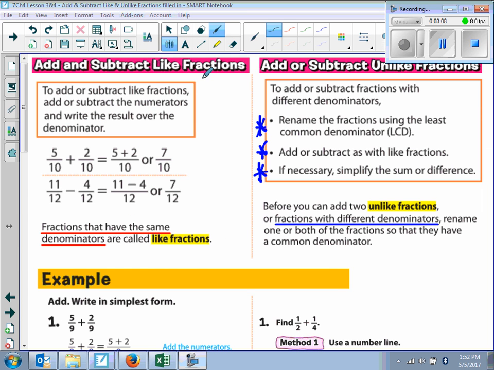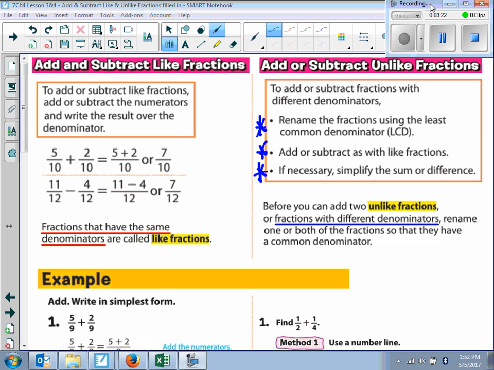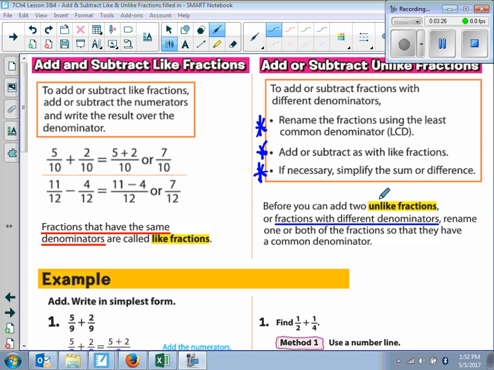Here, on the left-hand side, are the rules for adding and subtracting like fractions. Like fractions are fractions that have the same denominator. On the right-hand side, these are the rules for adding or subtracting unlike fractions. And unlike fractions are fractions with different denominators.